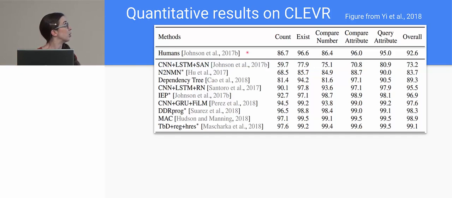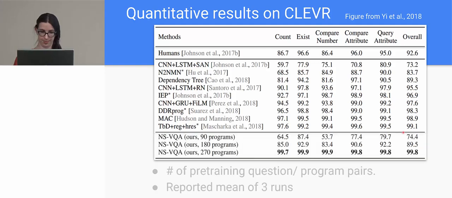Here's a list of existing architectures for solving this problem at the time the paper was written. And pay special attention to this line here that says IEP. This is the architecture that was developed by the team that actually developed the CLEVR data set. So overall, IEP gets a score of almost 97%. So it outperforms humans on this task. There's a little bit of room for improvement. In fact, other people have already improved on this architecture. But let's see how NSVQA does.